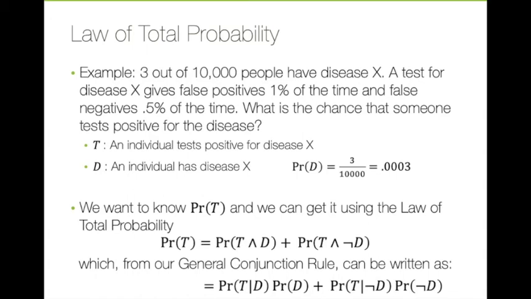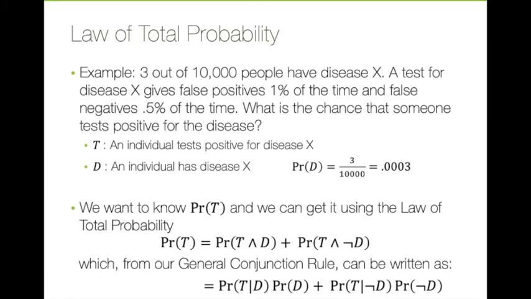First, we want to know, as our end answer, what is the probability of T, the chance that an individual tests positive for disease X? One thing we're given is the probability of D, the chance that an individual has disease X. So the probability of D is 3 in 10,000 or 0.0003. The probability of T, of course, is not given to us directly in this problem. That's what we're going to try to solve.